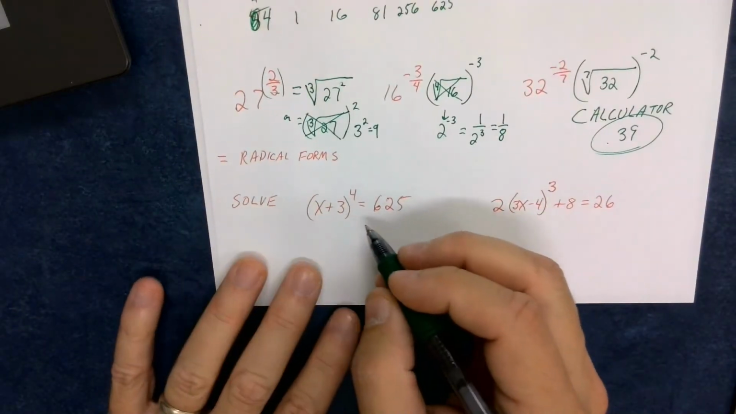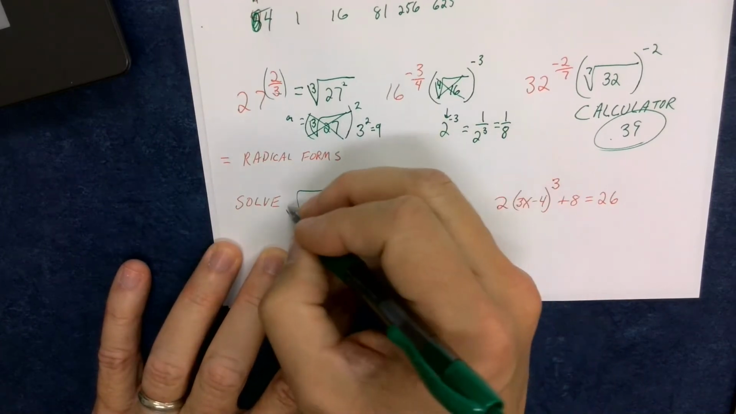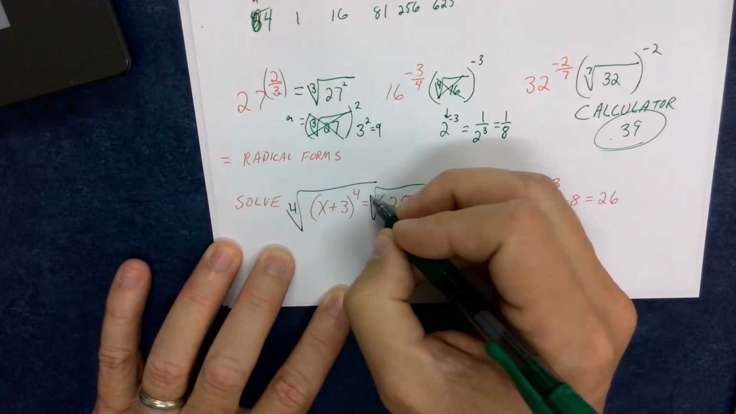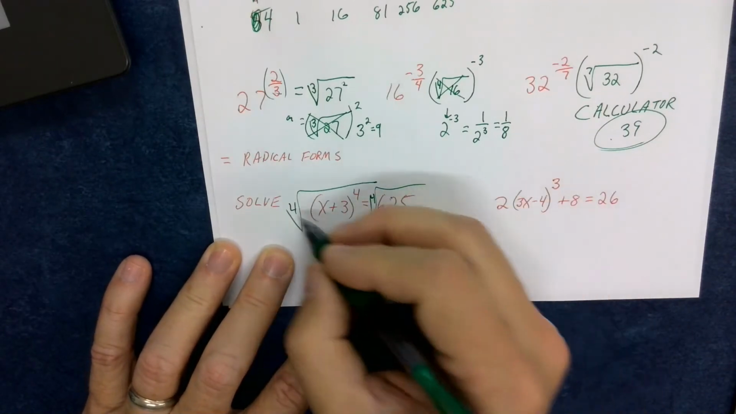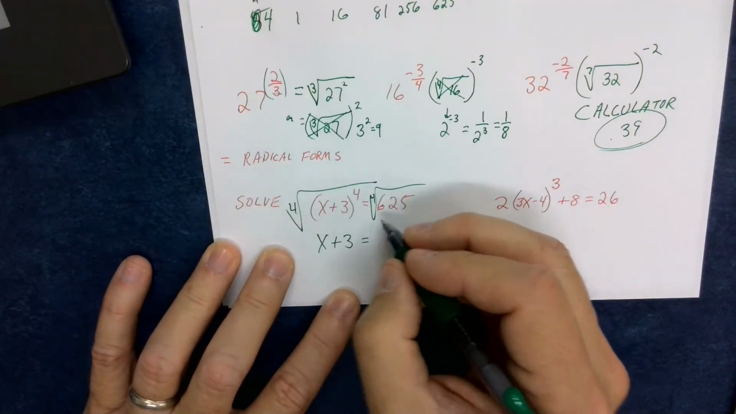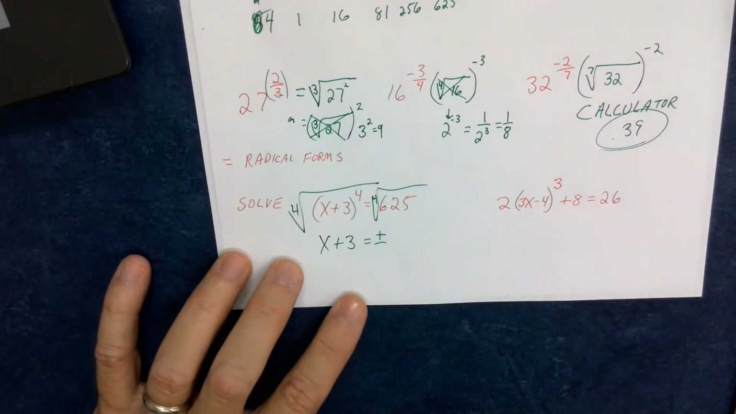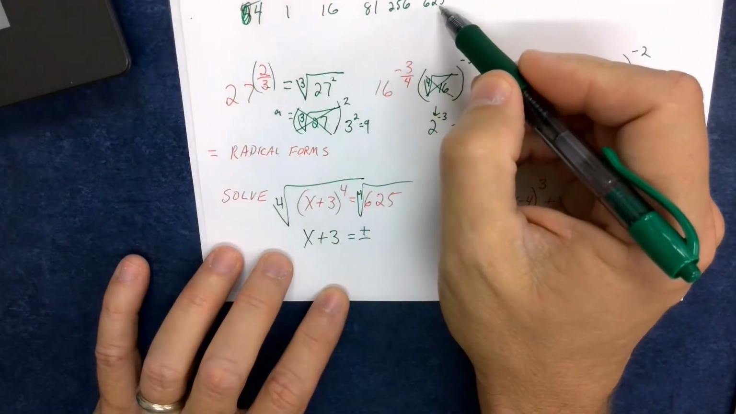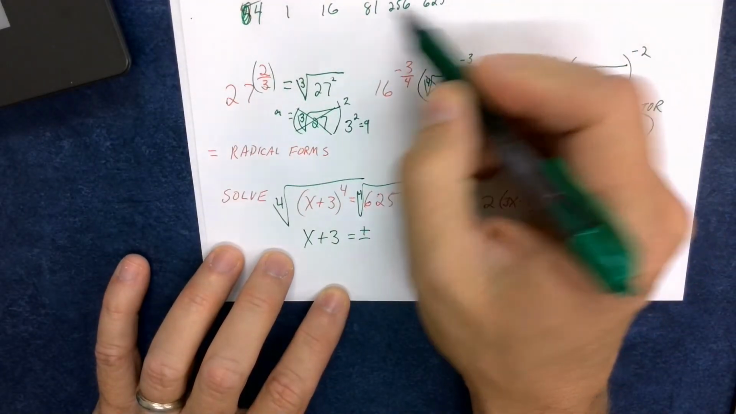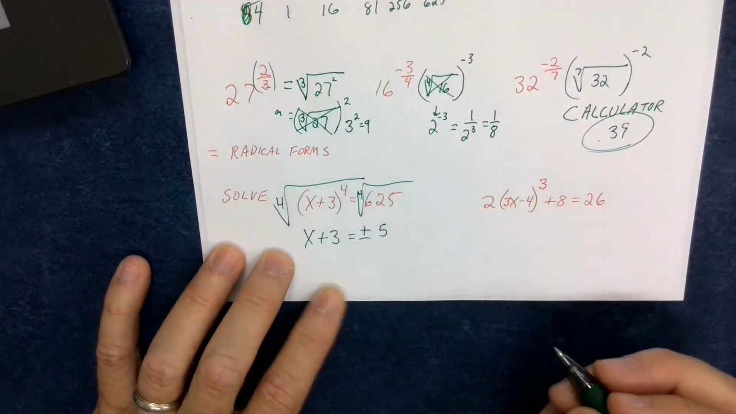So right here, this is my first step. I need to take a 4th root. So I take a 4th root, and I get x plus 3 equals, remember when I take even roots in equations, I have to look at both positive and negative values, right? Now the 4th root of 625, oh look, 625, 4th root, that is a 5, awesome.